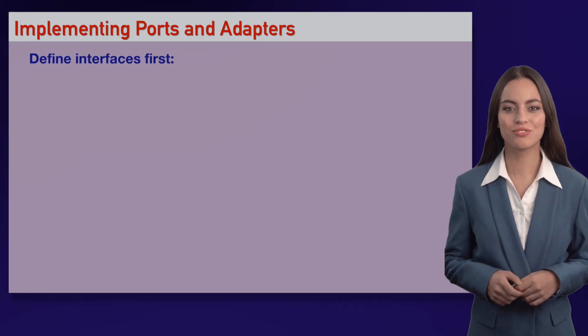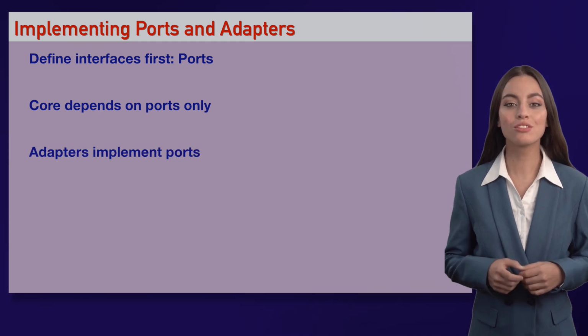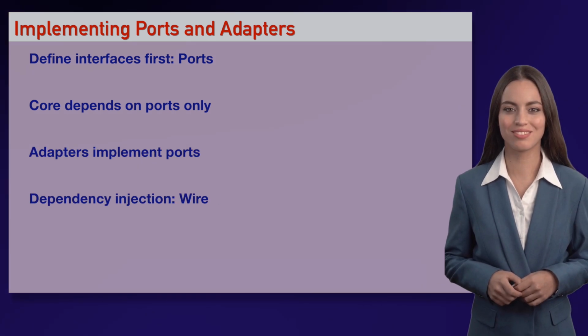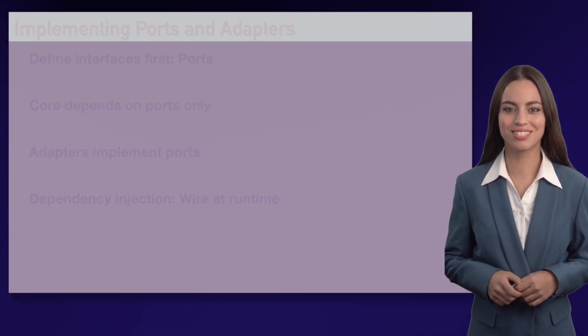Implementing ports and adapters: start by defining interfaces for all ports in the core. Ensure the core depends solely on these abstractions. Build concrete adapters that implement the ports, handling external details. Use dependency injection to wire adapters into the core at runtime or startup, keeping everything loosely coupled.